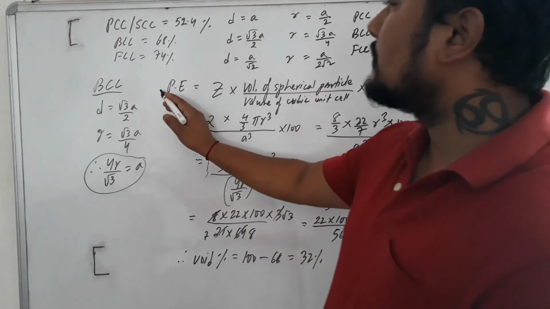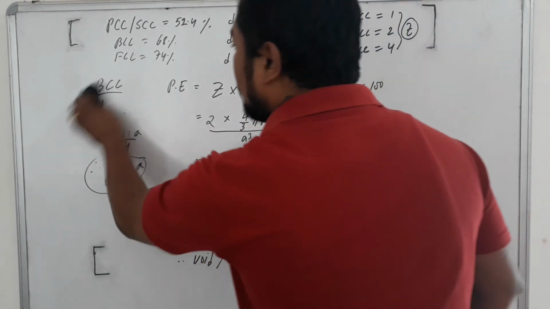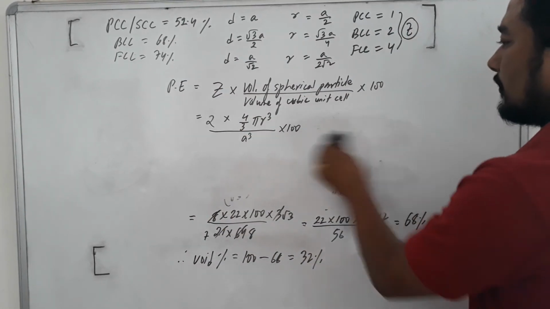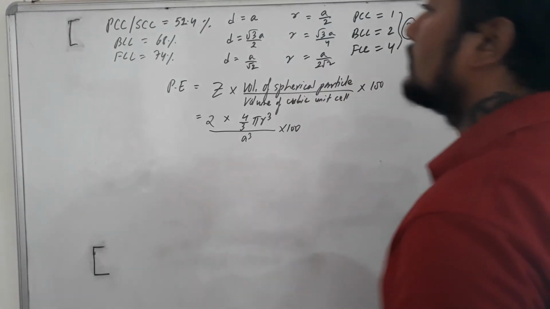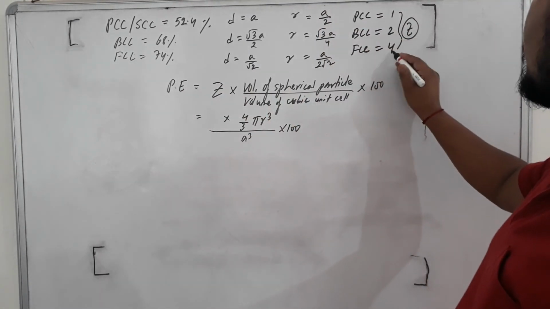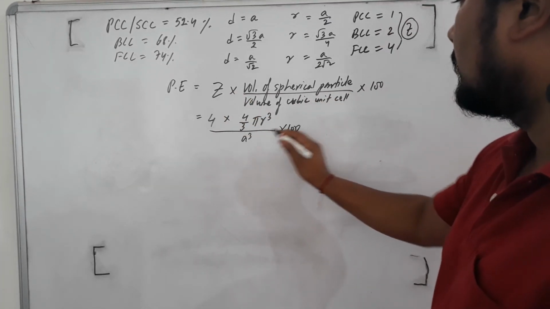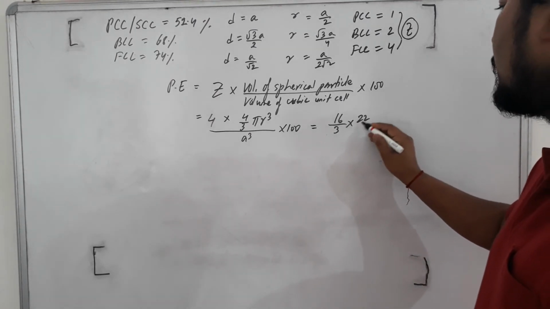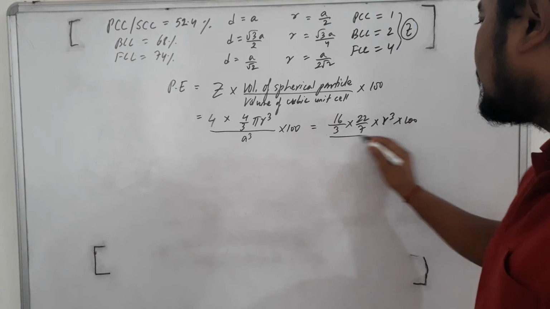So we have finished packing efficiency and void calculation for PCC and BCC. Now we do for FCC. So when you do for FCC again, students, now see here what happens. The Z value formula is the same. So the number of atoms for FCC is 4. So replace Z with 4. The volume of a spherical particle is 4 by 3 pi r cube, a cube into 100, the formula. Now 4 4s are 16 upon 3. Pi means 22 upon 7, and r cube into 100. Now divided by a cube.